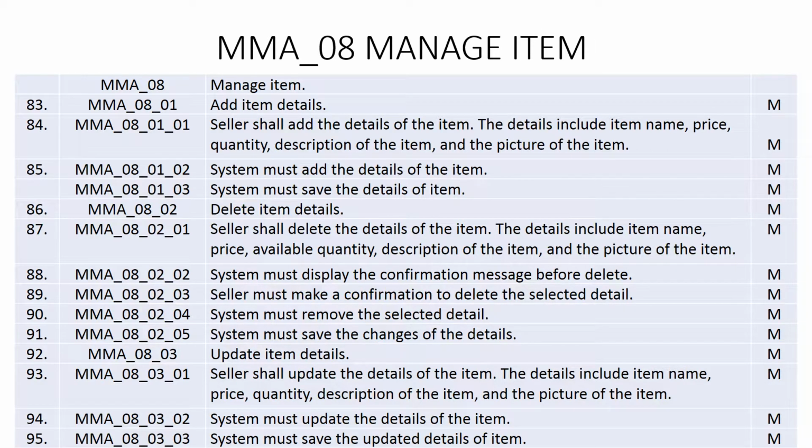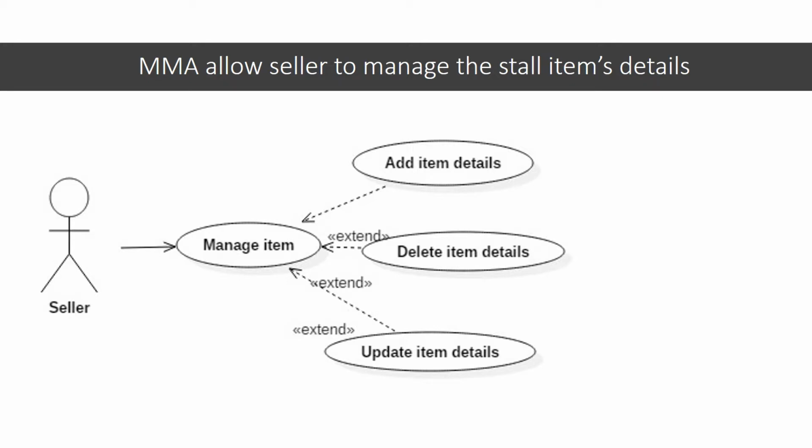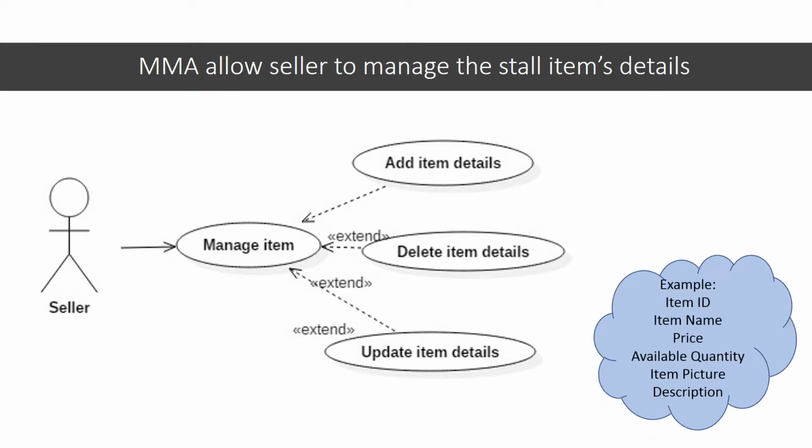The next requirement for MMA is manage item. This is the use case for manage items. MMA allows sellers to manage the store items details. The sellers can add the item detail, delete the item details, or update the item details. For examples, the item ID, item's name, the item price, the available quantities, and the item picture and the description of the items.